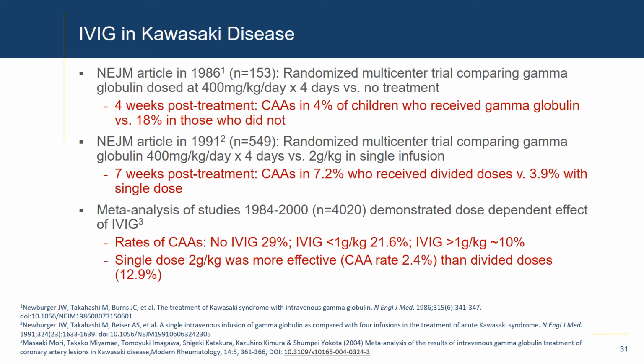So if you don't give IVIG, in this one meta-analysis, 29% of children developed aneurysms. If you gave less than 1 gram per kilo, then about 21% of them developed aneurysms. If you gave at least 1 gram per kilo, about 10% of them developed aneurysms. And if you gave a single large dose of 2 grams per kilo, the coronary artery aneurysm rate was only 2%. So really, that large single dose seems to be very effective in the setting of Kawasaki disease.